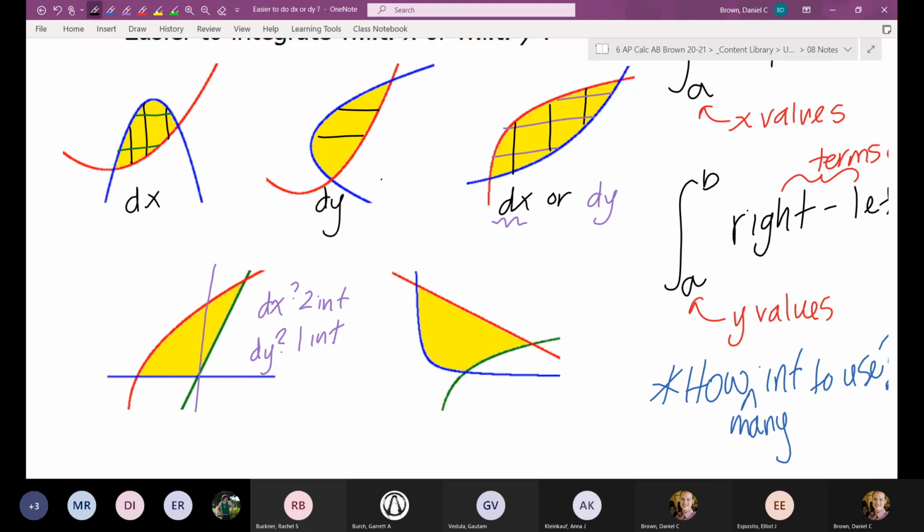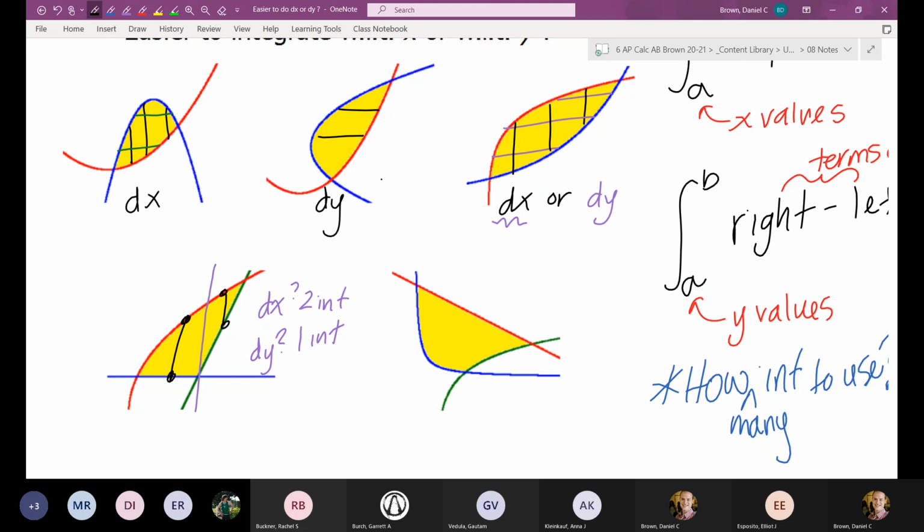Because on the left side of that line, top to bottom, top minus the bottom would be red minus blue. Top minus bottom would be red minus the green. So we require two integrals if you're doing it in terms of dx. And then that last one, which one would you prefer to do it in, or would it matter? It wouldn't matter, they're both gross. Which one would be the better one?